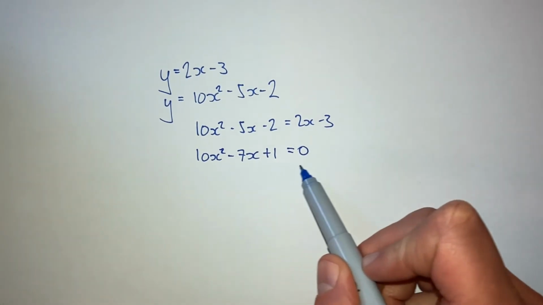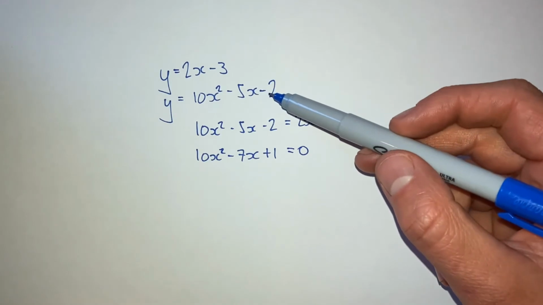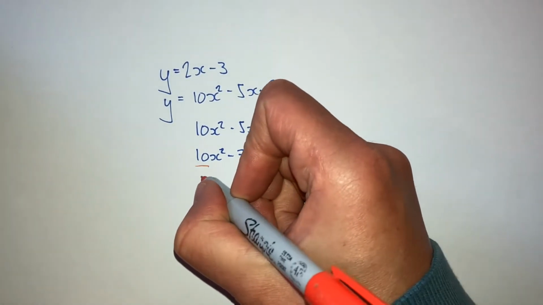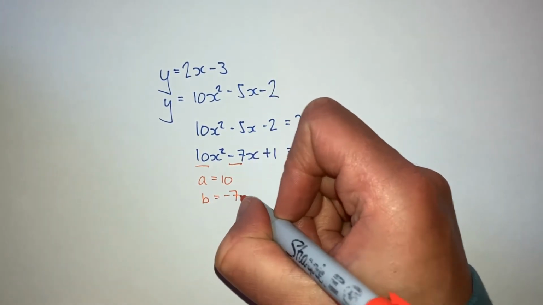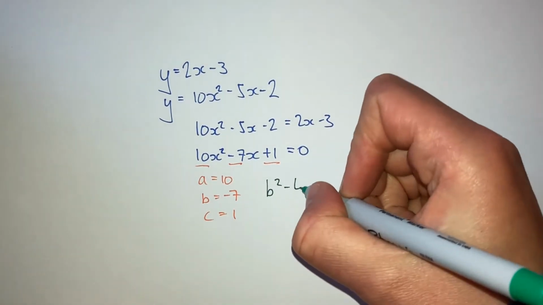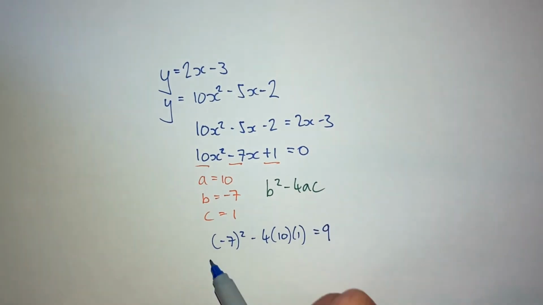We don't need to solve this to determine whether these lines intersect and the number of times they intersect, because we can use the discriminant. Here, a is 10, b is negative 7, and c is 1. Here we can see that the discriminant equals 9, which is greater than 0. So we can say that yes, they intersect at 2 distinct points.